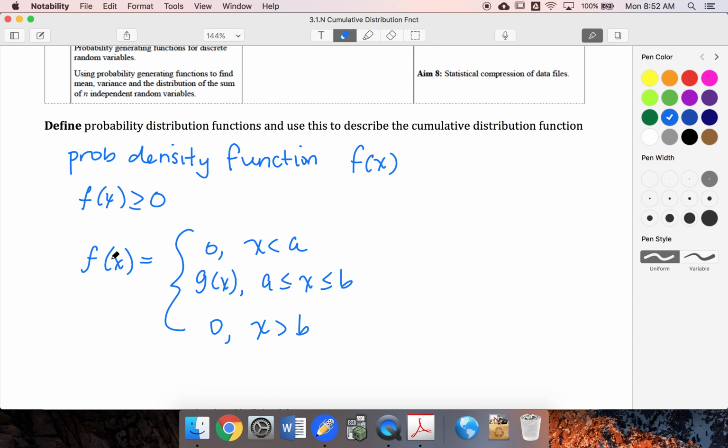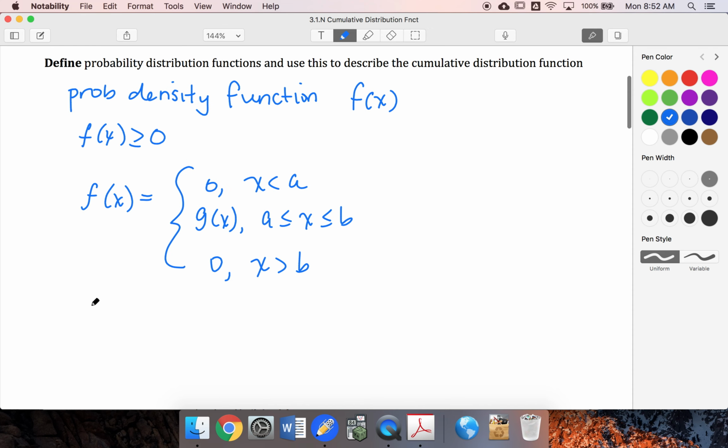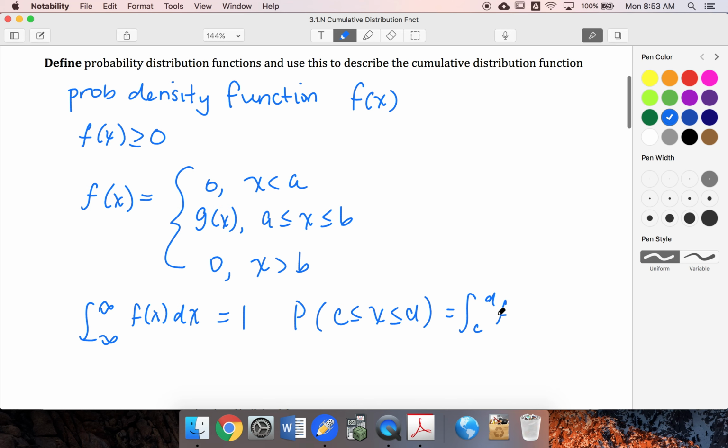We know that our f of x has to be greater than 0. We also know that the integral from negative infinity to infinity of f of x dx is going to be 1, because the probability that x lies between two values, so let's pick c and d now, is going to be the integral from c to d of f of x dx. So we talk about probabilities here. We talk about x being between a range, not a single value.